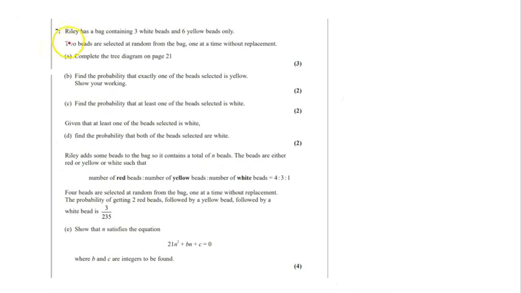Question 7 says Lily has a bag that contains 3 whites and 6 yellows, beads only. Two of the beads are selected at random, without replacement. Complete the tree diagram. I have the tree diagram here.